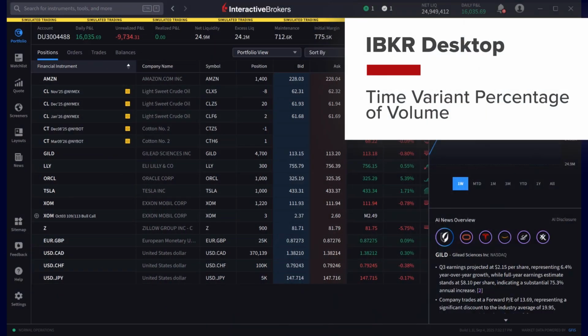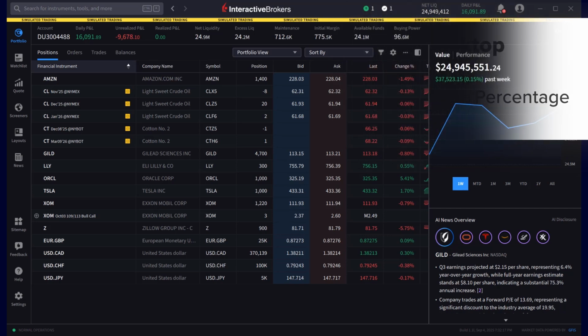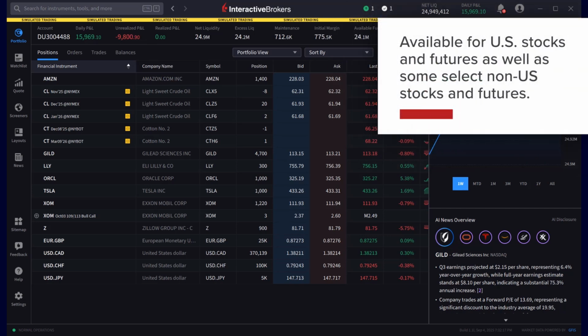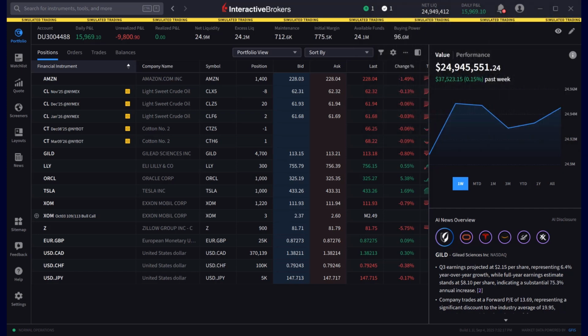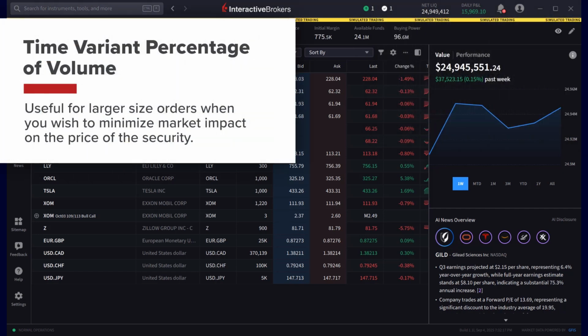The time-variant percentage of volume algo is available for US stocks and futures, as well as some select non-US stocks and futures. This IB algo is useful for larger size orders when the investor wishes to minimize market impact on the price of the security.